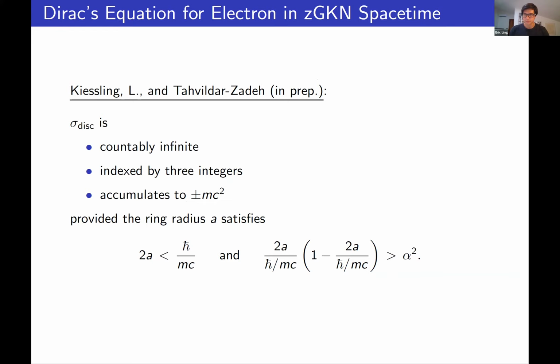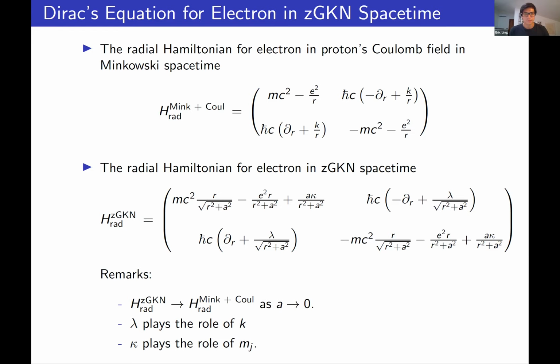Okay, and lastly, I want to compare the radial Hamiltonian for Minkowski plus Coulomb to the radial Hamiltonian for ZGKN. The first thing we should note is that if you send A to zero, then the ZGKN radial Hamiltonian will approach that of the Minkowski plus Coulomb potential. Lambda plays the role of k, that integer k that we saw earlier. You can see that here, this is where lambda appears in our radial Hamiltonian, and this is where it appears in the Hamiltonian for Minkowski plus Coulomb. And kappa plays the role of m_j, and it appears in our Hamiltonian here and here.